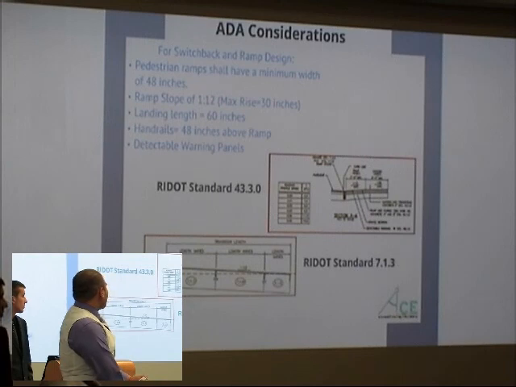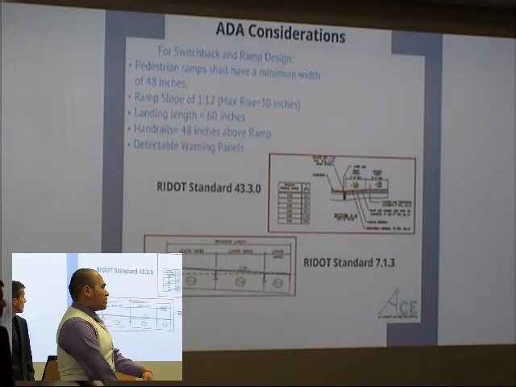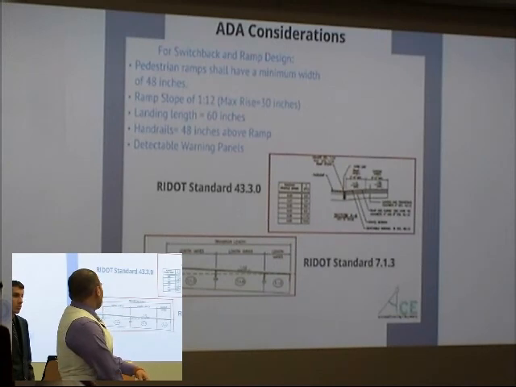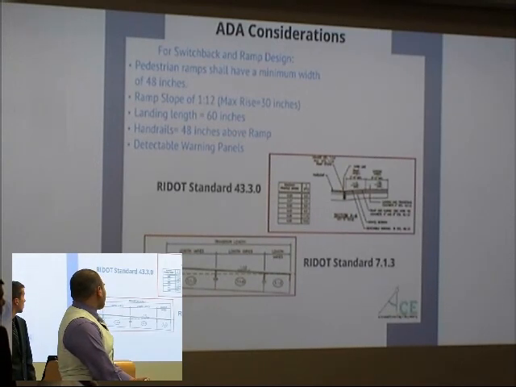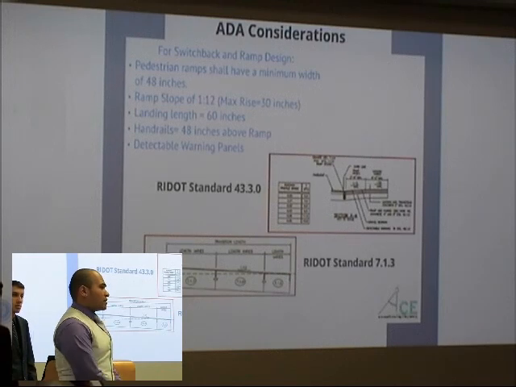For our site, we have to consider ADA. So whenever feasible for the structures and the switchback, we're going to have a 1 to 12 ramp slope, a maximum width of 48 inches for the pedestrian ramps, and handrails on both sides.